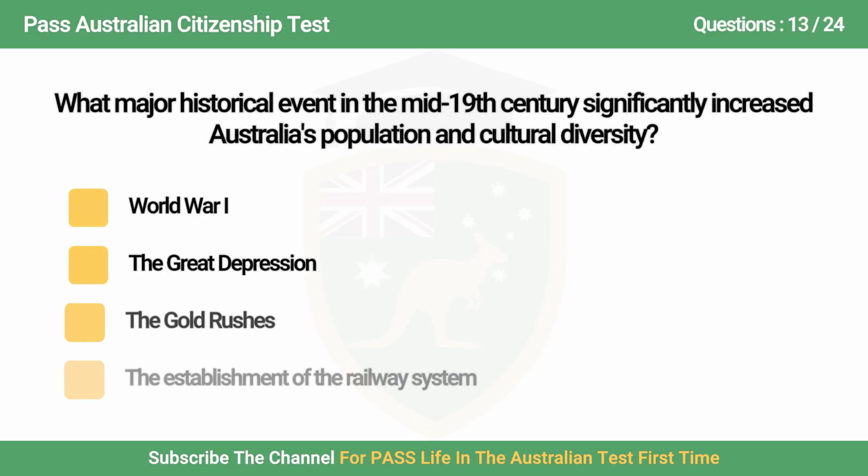Question 13. What major historical event in the 19th century significantly increased Australia's population and cultural diversity? A. World War I. B. The Great Depression. C. The Gold Rushes. D. The establishment of the railway system.